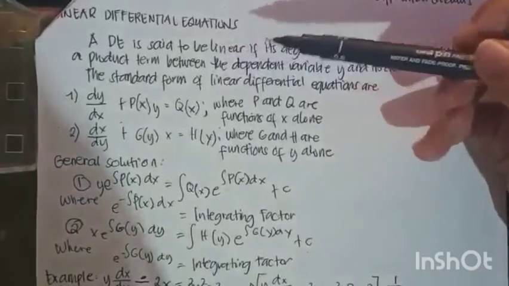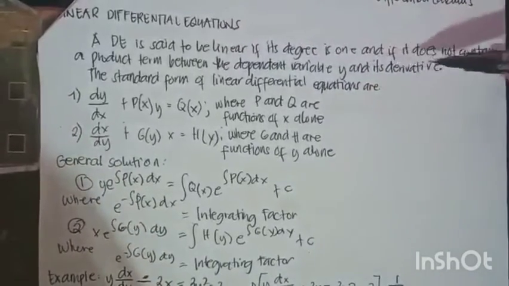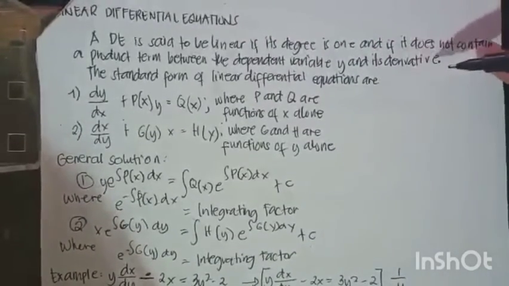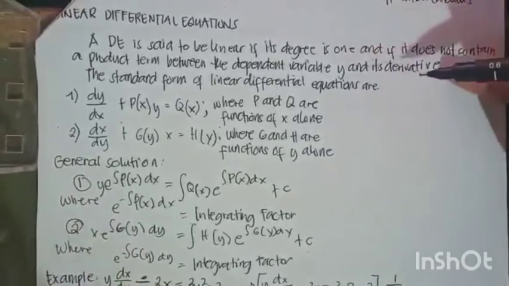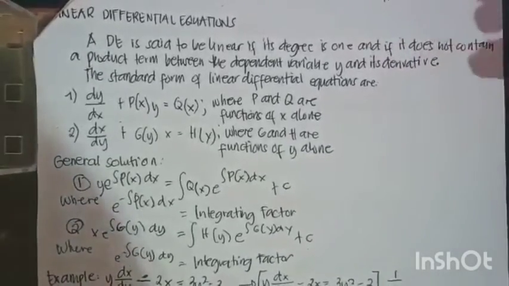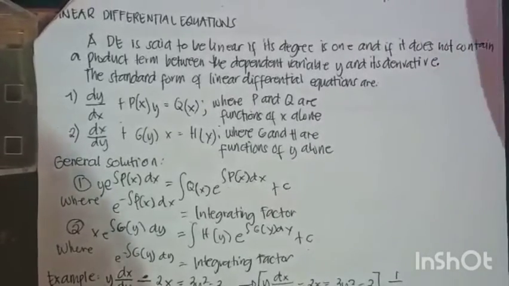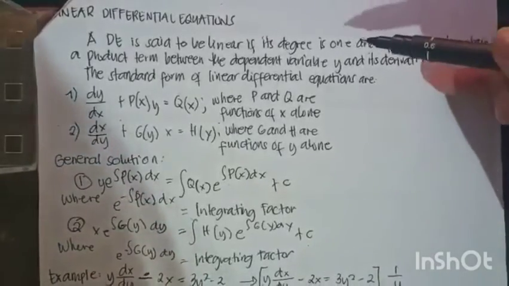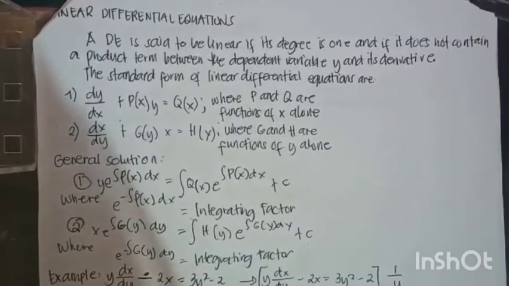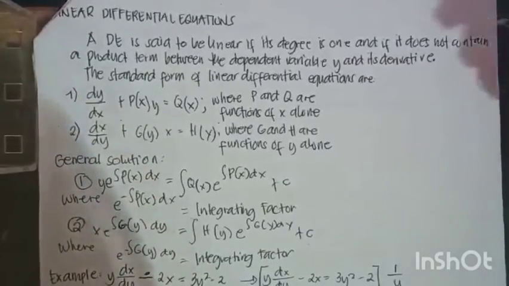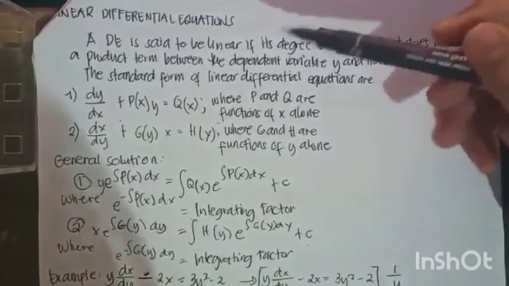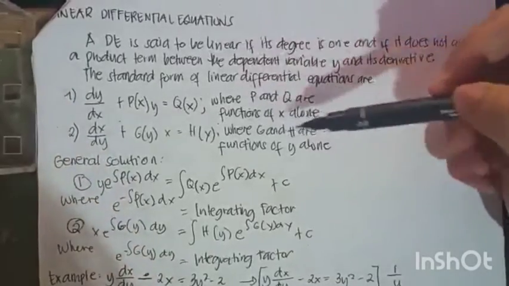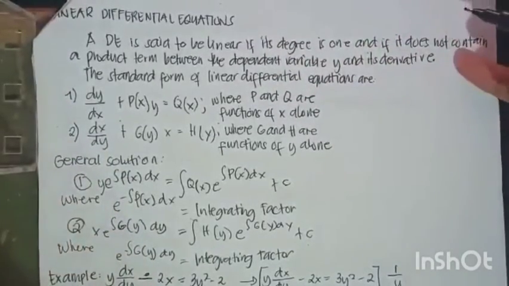A differential equation is said to be linear if its degree is 1 and if it does not contain a product term between the dependent variable y and its derivative. So, masasabi po natin na linear siya kapag yung degree niya po is 1 lang, wala po tayong ibang exponent, wala tayong ibang degree, and then yung dependent variable po natin na y or dependent variable na x, possible din po yun, ay hindi nagko-contain ng product term.